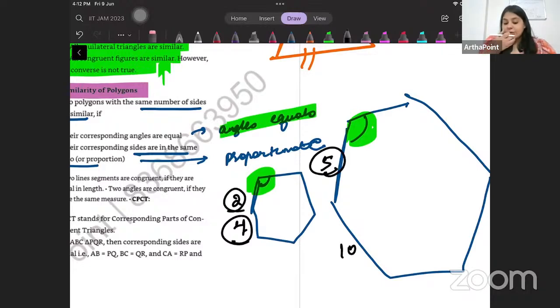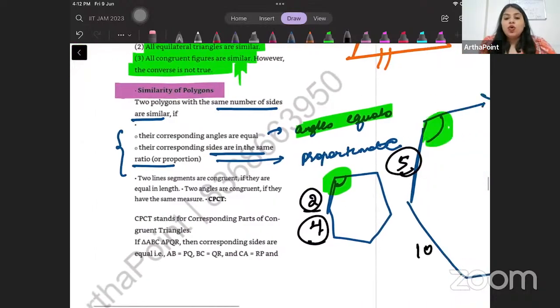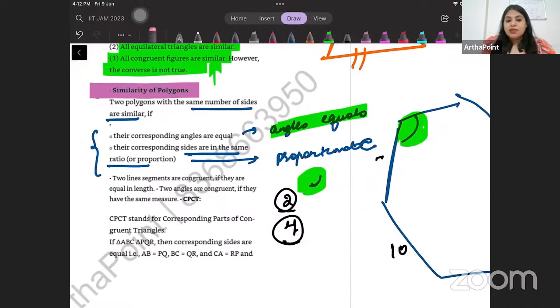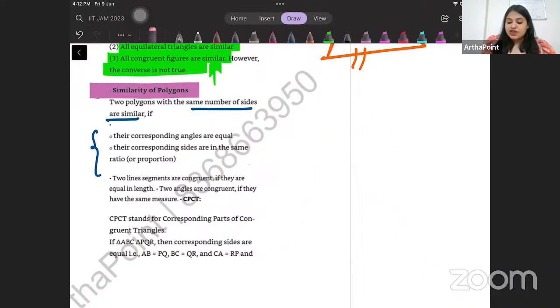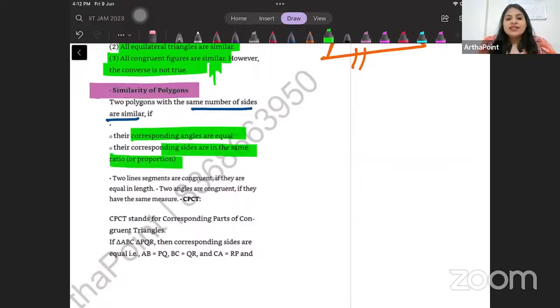Are you getting it? So we are saying that two polygons with the same number of sides are similar if two things are satisfied. Beta, first, the corresponding angles are equal, and second, the sides are in the same ratio. Only then will we say that they are similar.